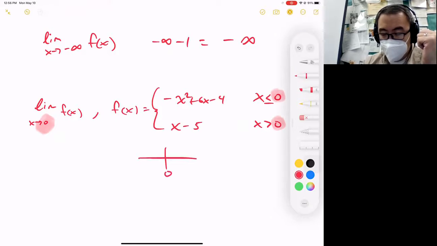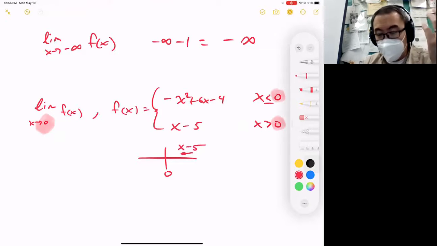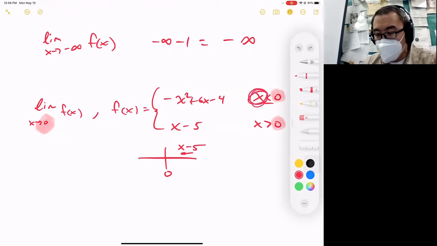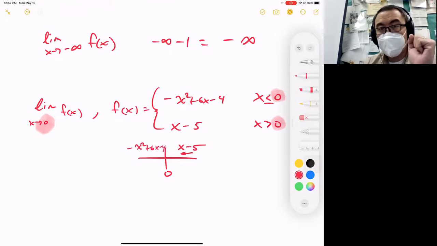I'm just going to say 0 here. From the right side of 0, would you be okay to say that the equation is x minus 5 on the right side? Why didn't I say this guy? Isn't that my first equation? But look, that's less than 0. X is less than 0. So this is actually on the negative x squared plus 6x minus 4. That's on the left side, and x minus 5 is on the right side.